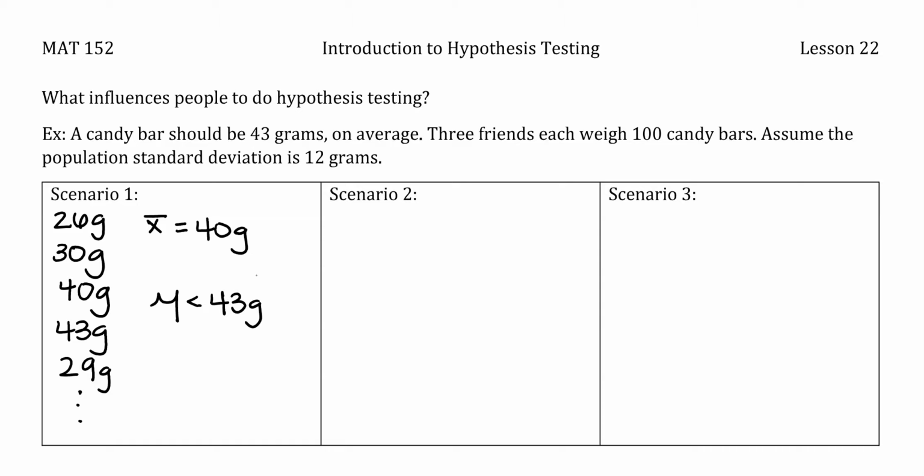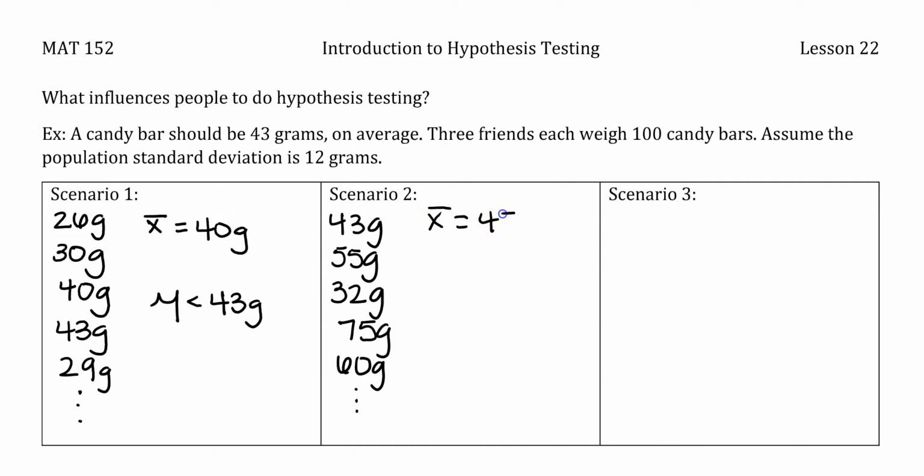The second person starts weighing their 100 candy bars, and they get that the first one is 43 grams, and then they get one that's 55 grams, followed by 32 grams. Then they get one that's 75 grams and one that's 60 grams. And they go on and weigh 95 more candy bars, and they come out with their sample mean to be 45 grams.